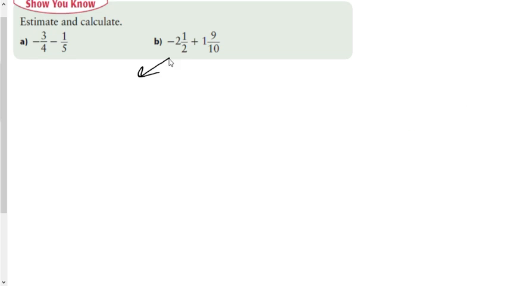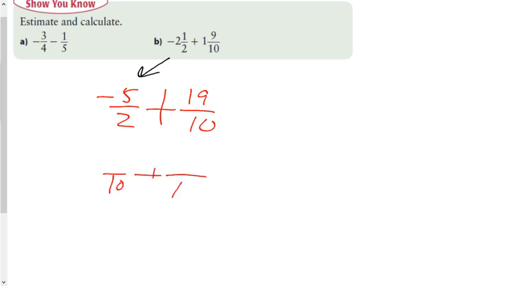So when I change negative 2.5 to an improper fraction, it's just negative 5 over 2. Notice how I'm putting the negative sign in my numerator. Plus 1 and 9/10 as an improper fraction is 19/10. Second step, common denominator will be 10. First multiple they share. 19/10 won't change. But this is going to become negative 25/10.